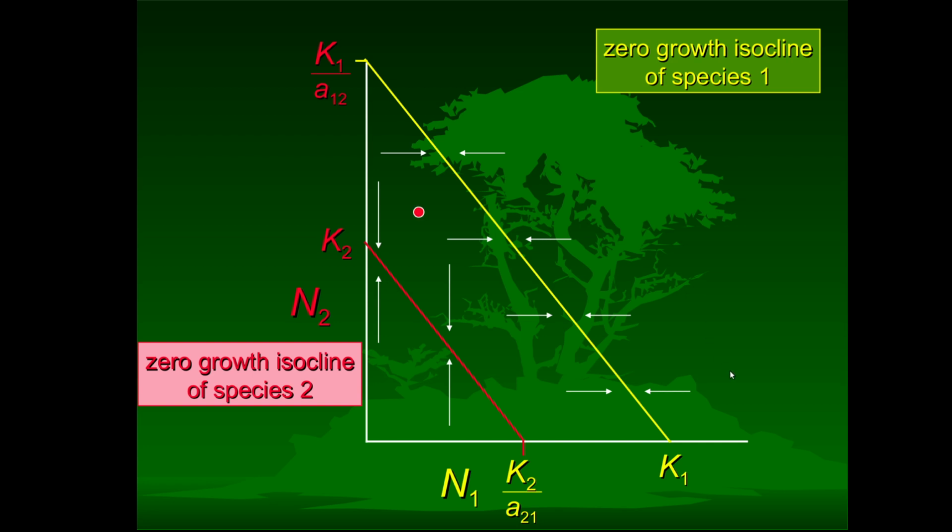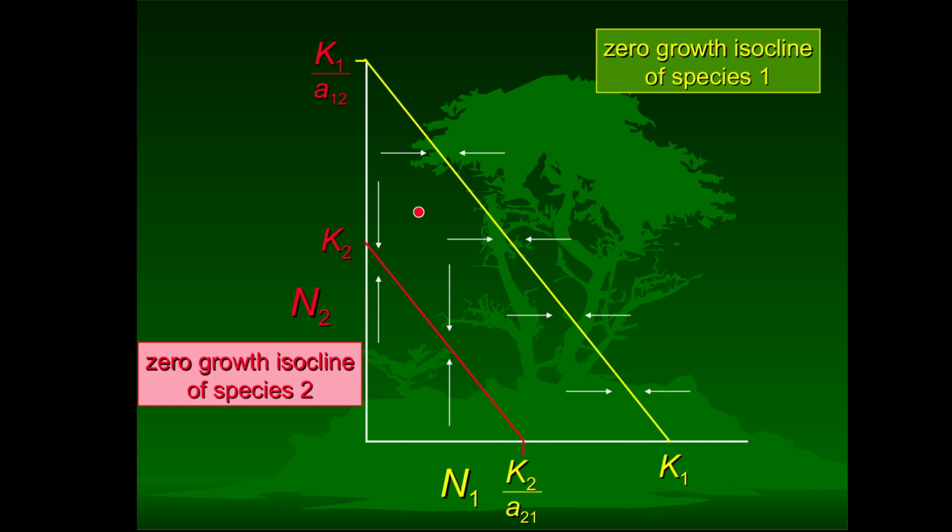So let's start right here. This point represents joint values of species 1 and 2. From that point, we ask how should N1 and N2 change over time? We draw an arrow in the direction of change depending on which side of the isoclines we're on. So if we're above both isoclines, both N1 and N2 are decreasing.